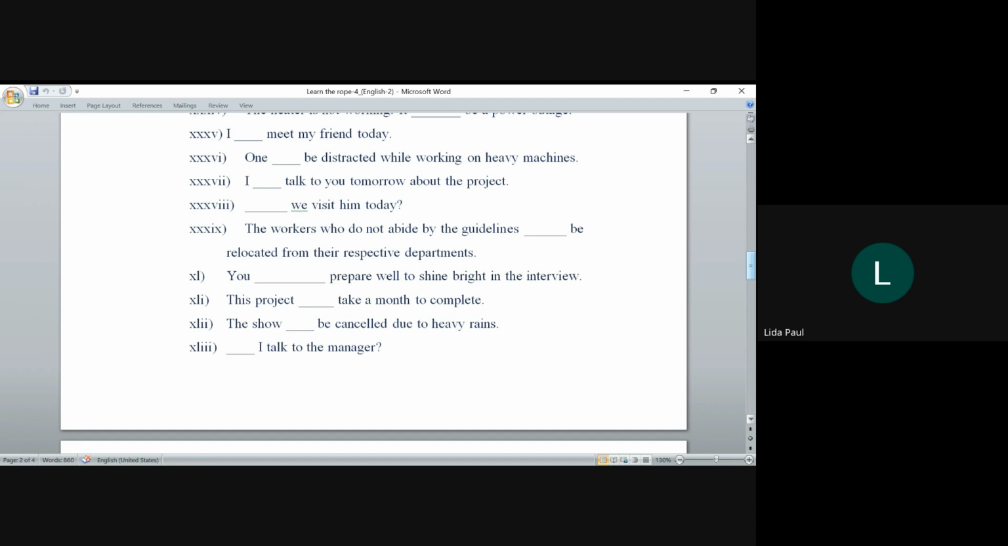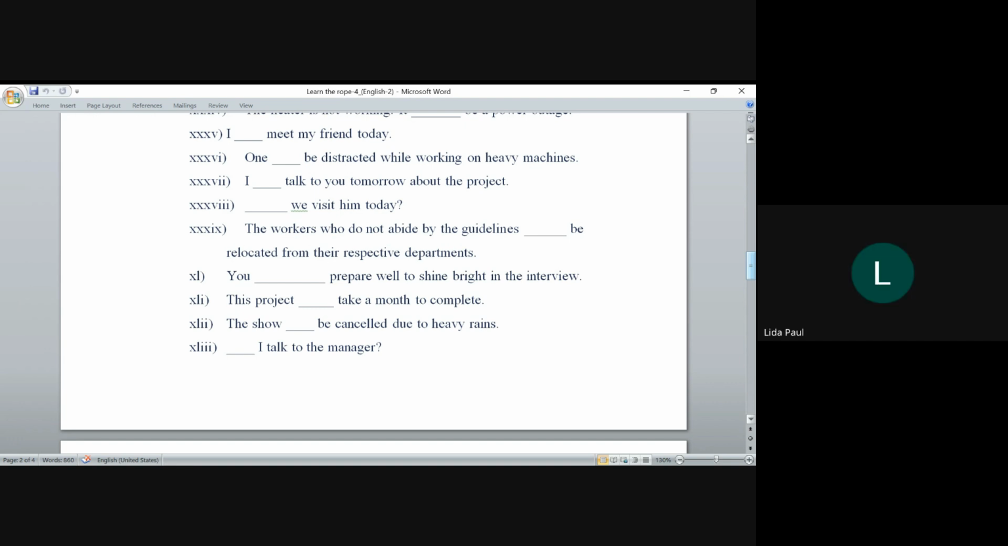Now, 39. The workers who do not abide by the guidelines dash be relocated from their respective departments. The context would be that of strong obligation. Must be? Strong obligation again, must. So for this one, you look at the sentence carefully. The workers who do not abide by the guidelines dash be relocated from their respective departments. Is it should?